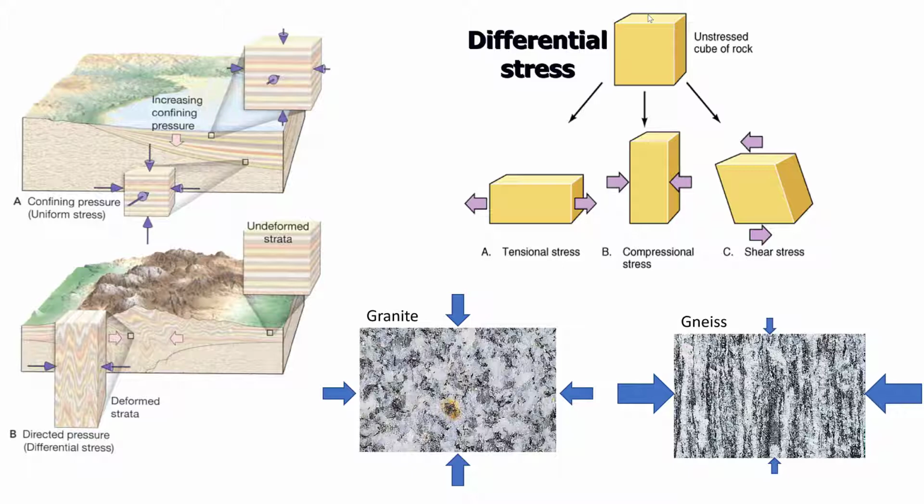There are other kinds of differential stresses as illustrated on the top right. So far I've talked about the compressional stress. We can also have tensional stress, such as what you might find in a rift zone or a divergent plate boundary area. And you can also get shear stress. When you have differential stress, you may see a combination of one or more of these types of stress.